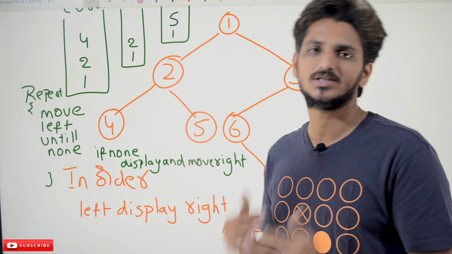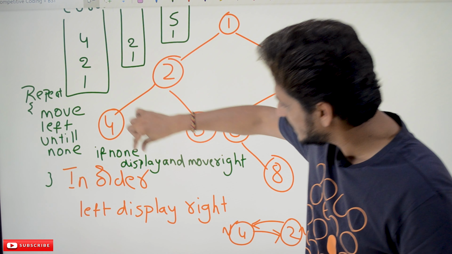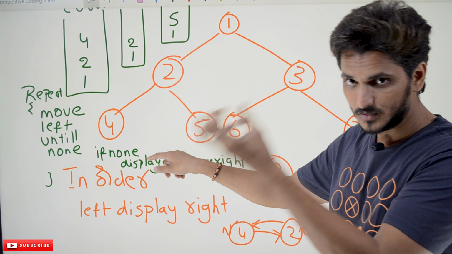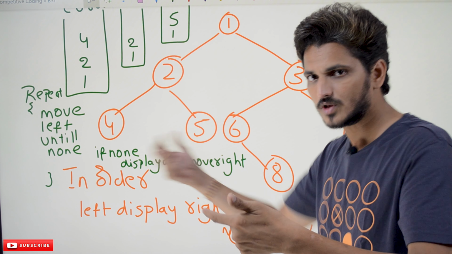We are going to use the same logic. Instead of displaying the node, if none, take the node from the stack, meaning pop the element from the stack and display it, then move right.